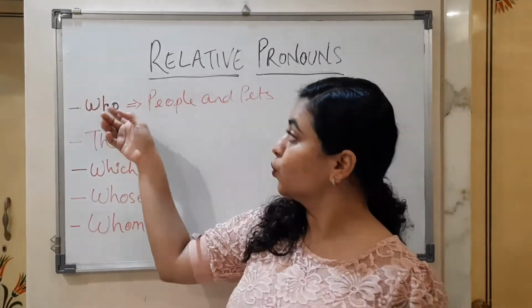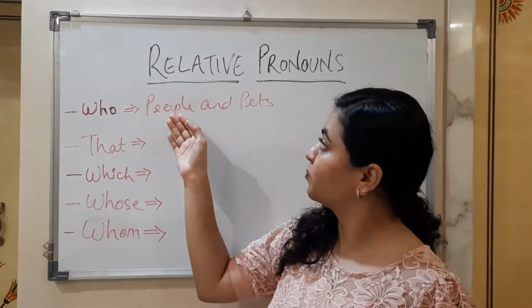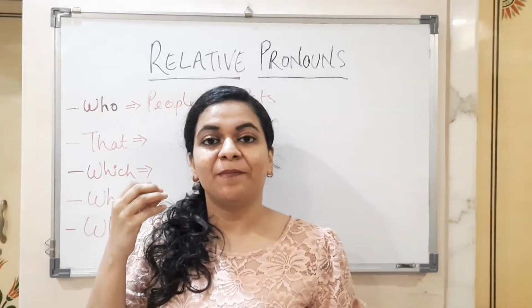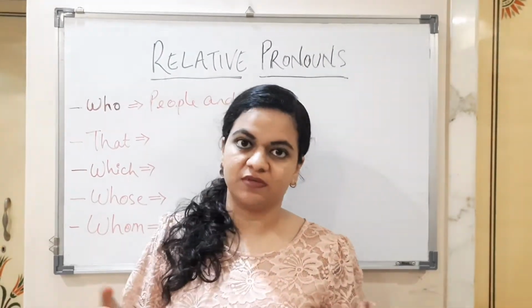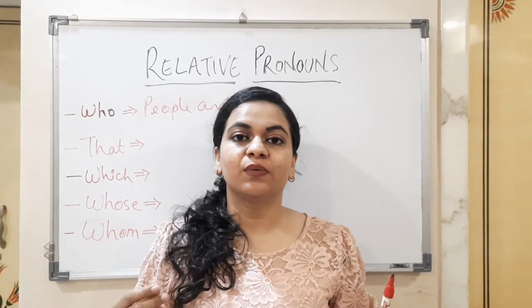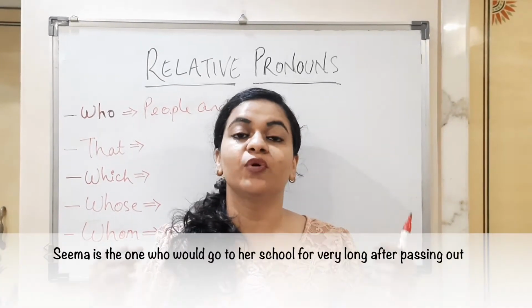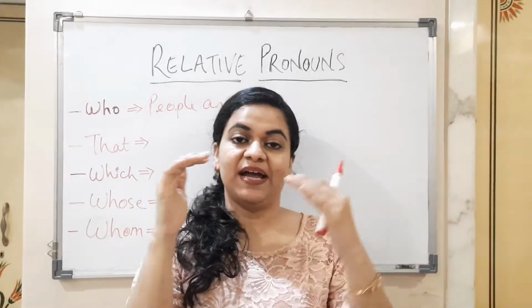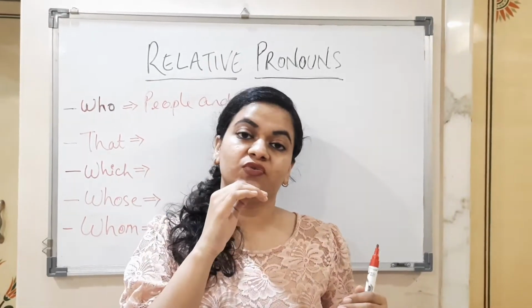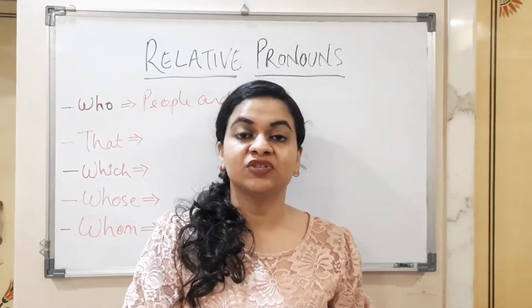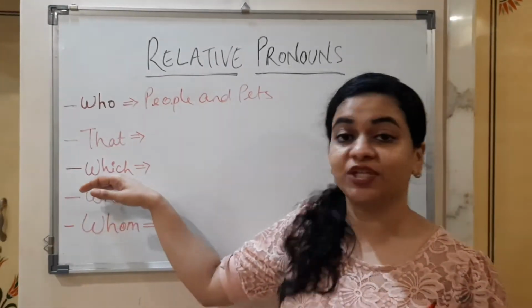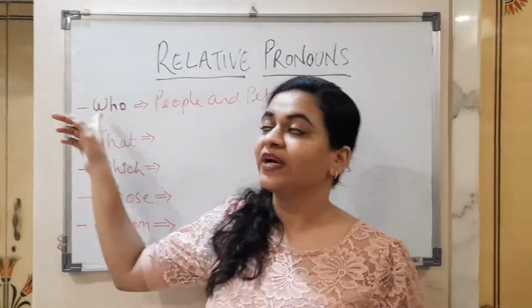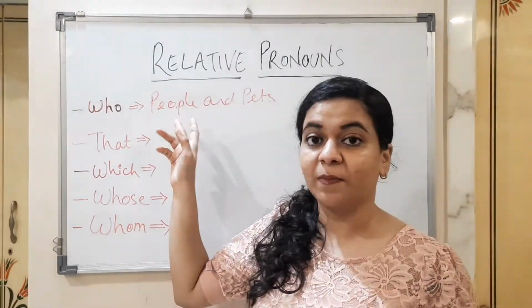The first relative pronoun is who. So who is used when we talk about people and pets. The reason I say pets and not animals is because pets have names, so they are proper nouns. For example, Seema is the one who would go to her school for very long after passing out. So I am talking about the girl Seema and I'm using who. So that is when I use the relative pronoun who. In the case of a thing, I use which, we shall talk about later in the video. So make sure that whenever you use who, it is always with respect to a person or a pet.